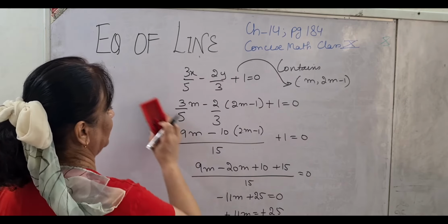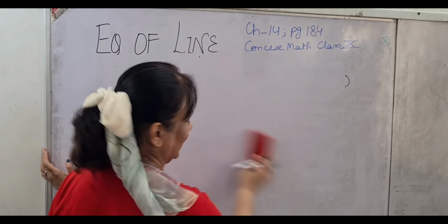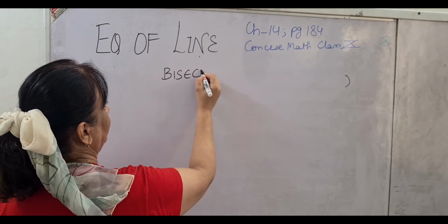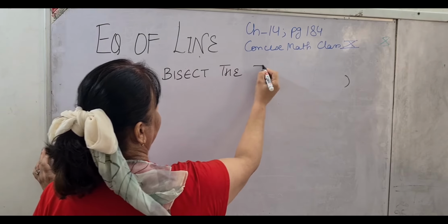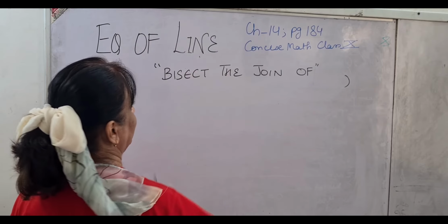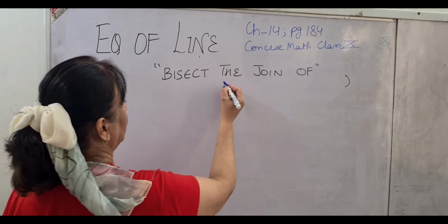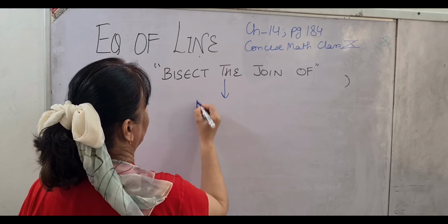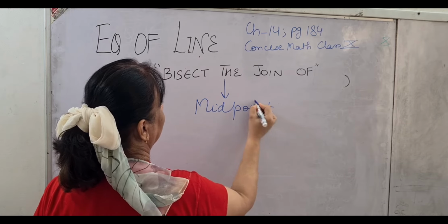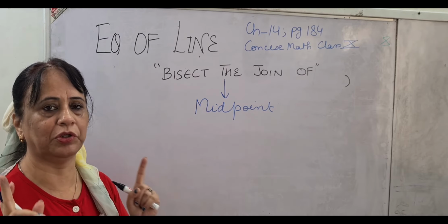Now the next concept of the same exercise: bisect the join of. What do you mean by this line? First of all, you must understand the meaning of this. It is very simple. In other words, it means midpoint. The term is bisect the join of. Understood, if it is the midpoint, then you must be given 2 points.